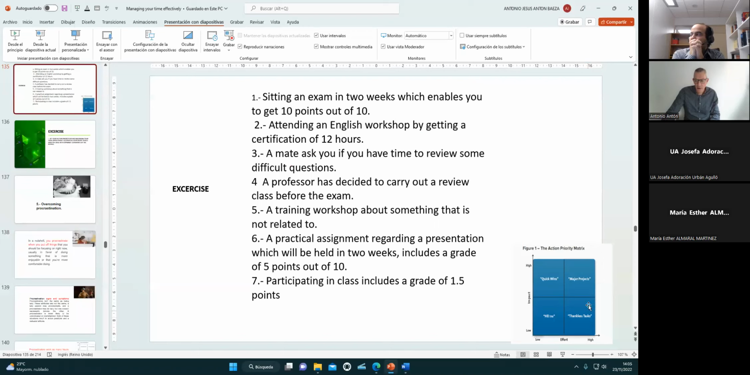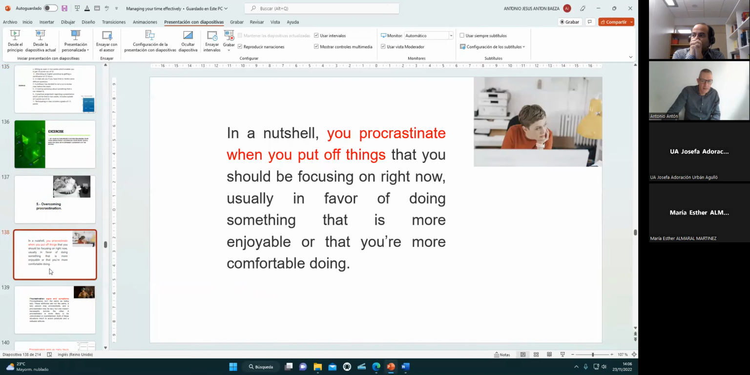But never, never, never work in major projects. Perhaps in some major projects, quick wins never. They tend to be afraid of tackling these issues, quick wins, focusing on thankless tasks or fill-ins. This is the procrastinator personality. So, good question. Think about it. Think about it if you are more comfortable doing different things rather than the activities or tasks that you must do.